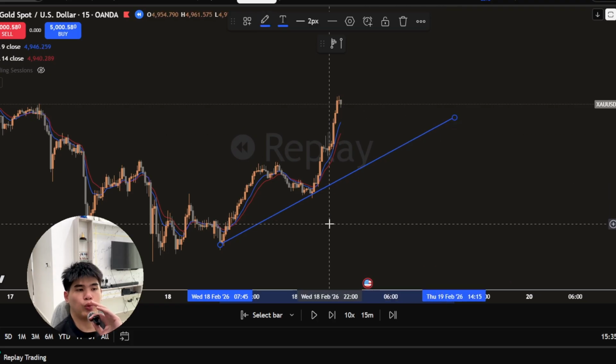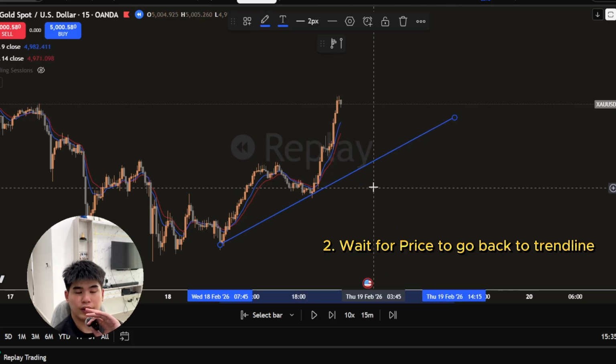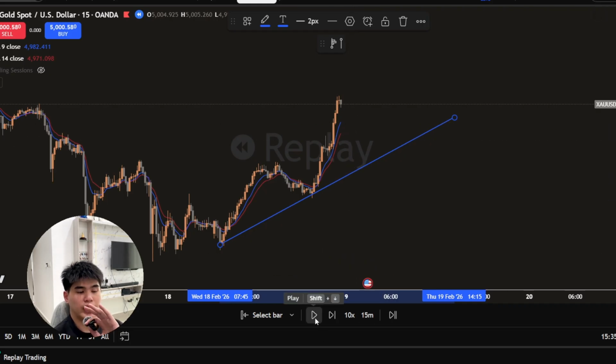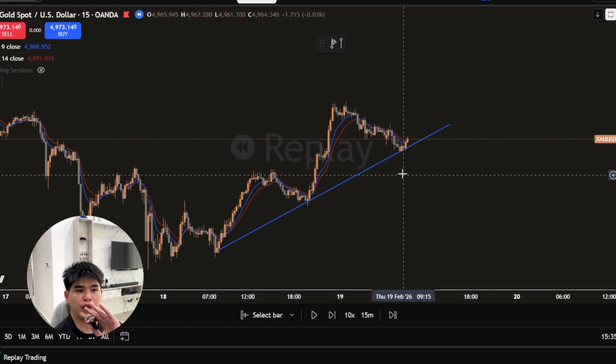The next thing, wait for my price to go back to my support level. At this point, it's not there yet. So the next thing, we wait. Let the price go, and okay, price reached my support level.